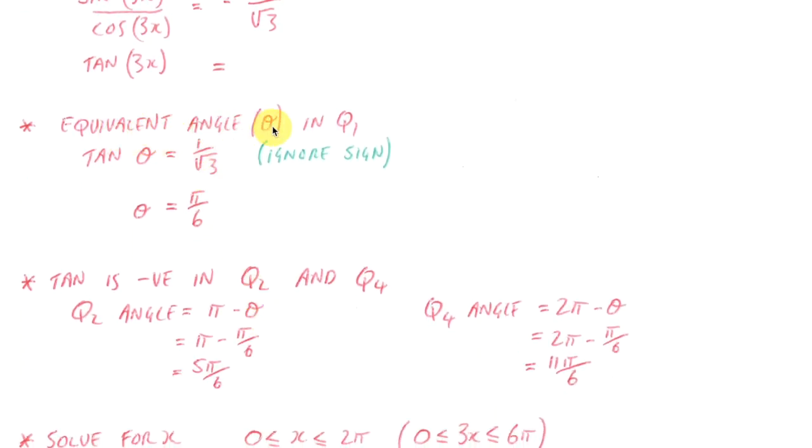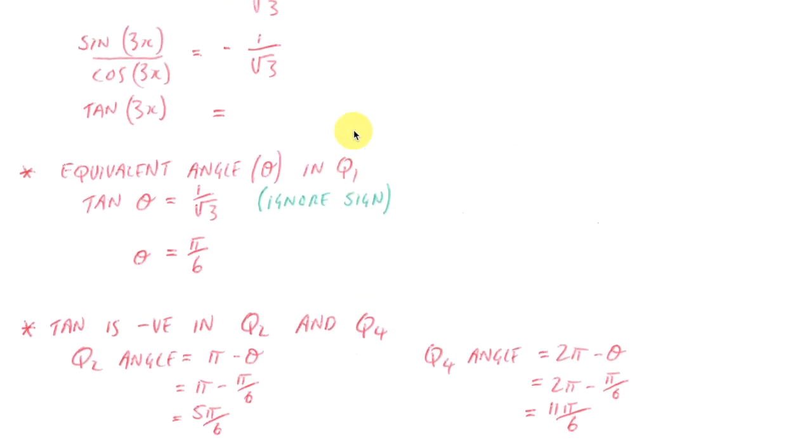So I'm looking for the equivalent angle theta in the first quadrant. So I'm not after a solution for x at this stage. I'm just saying, hey, tan of what angle will equal 1 over the square root of 3. Notice I ignore the sign. So tan of what angle will equal 1 over the square root of 3, and using our exact value triangles, we'll work out that that angle is pi on 6.